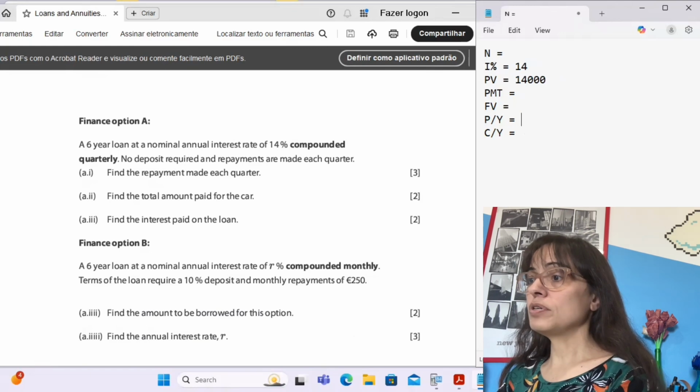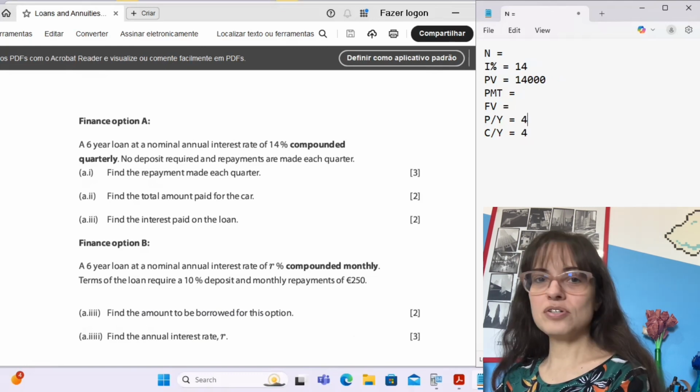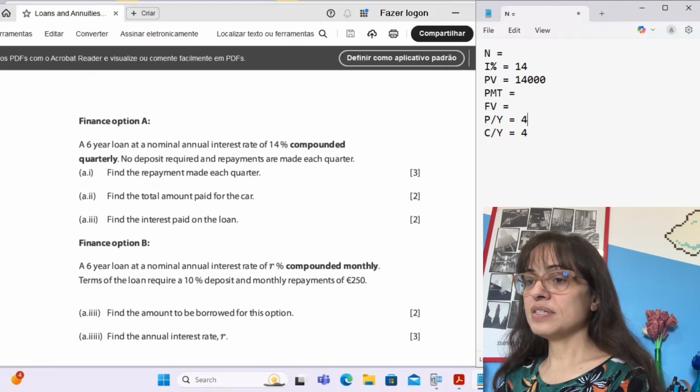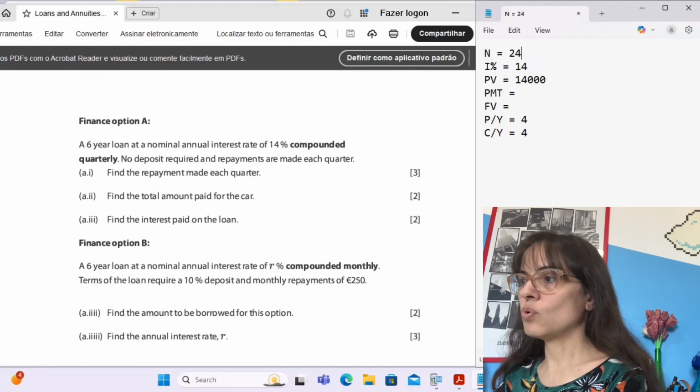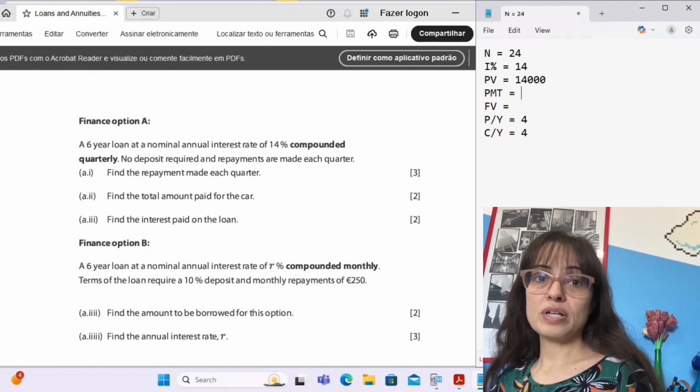It is compounded quarterly, so I put a 4 over here. And repayments are also made each quarter. So we are again in the nicer situation where PY and CY are the same. This is 6 years, so 24 at the end. He wants to find the payment made each quarter, so that's the PMT.